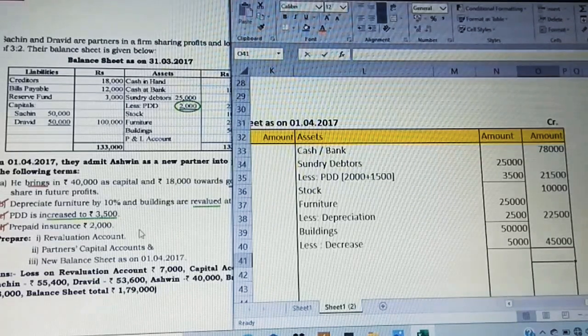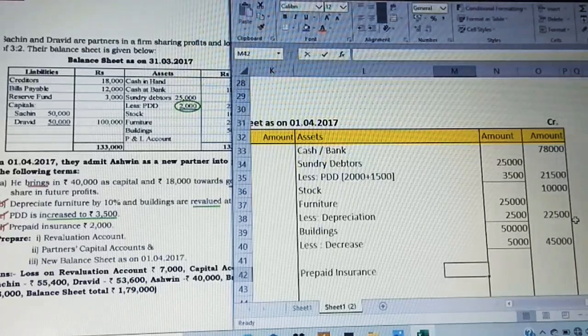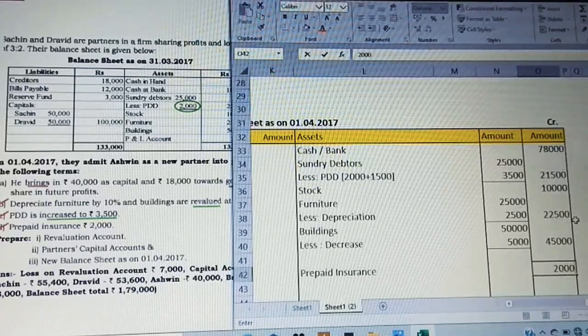Moving on to the adjustments. Just have a look towards adjustments. Depreciation, we have taken. Buildings, we have taken. PDD increased, we have taken. Prepaid insurance, any expenses paid in advance is on the asset side. So I'm going to take prepaid insurance now on the asset side. The value directly to the outer column as 2,000. So I have taken it. I have completed the asset part.